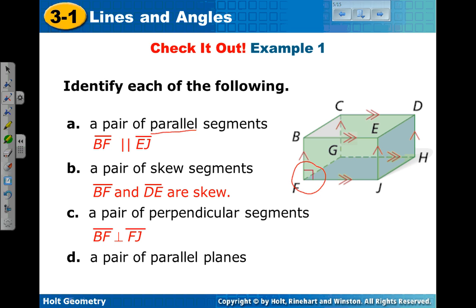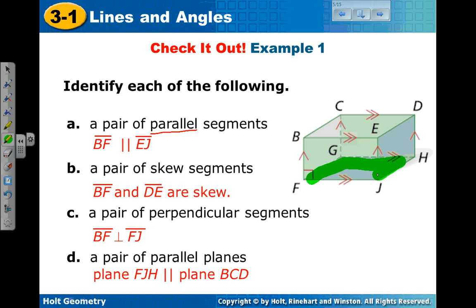And a pair of parallel planes. You could pick the top of the box and the bottom of the box. You could pick two sides of the box. And so on this answer, they have picked plane FJH. So that's the bottom of the box here, and it's parallel to the top of the box, BCD.